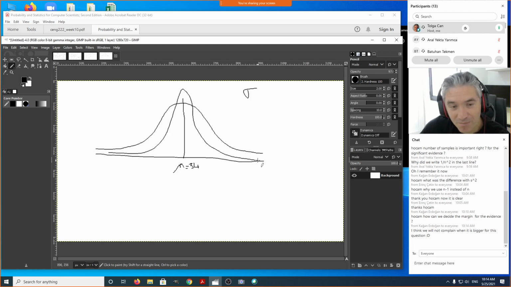Exactly. We will not complain when it's bigger. If we have significant evidence that it's larger than 54, we would just not complain about it. So the alternative is something that we're looking for. If you're looking for something significantly smaller, then you conduct that.